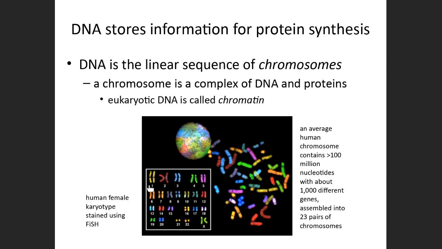And so if we arrange them based on size and shape and all that stuff, we can actually pair them into a karyotype. A karyotype is just a picture of chromosomes. And we see that this individual has the right number of chromosomes, 2 of every type.